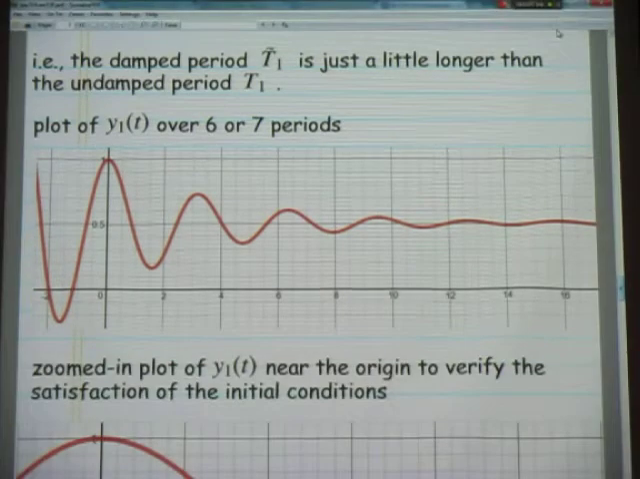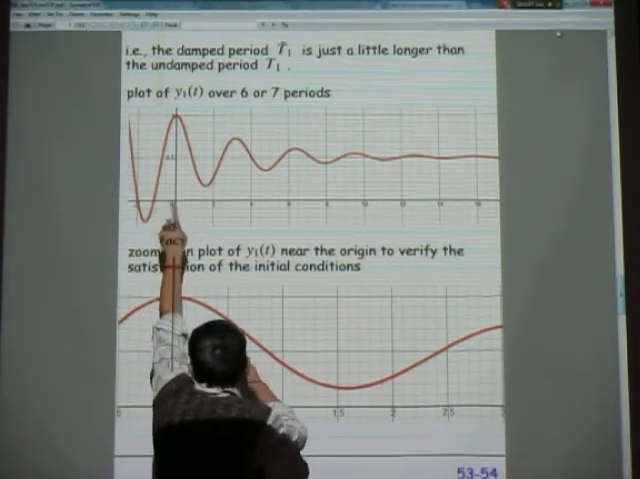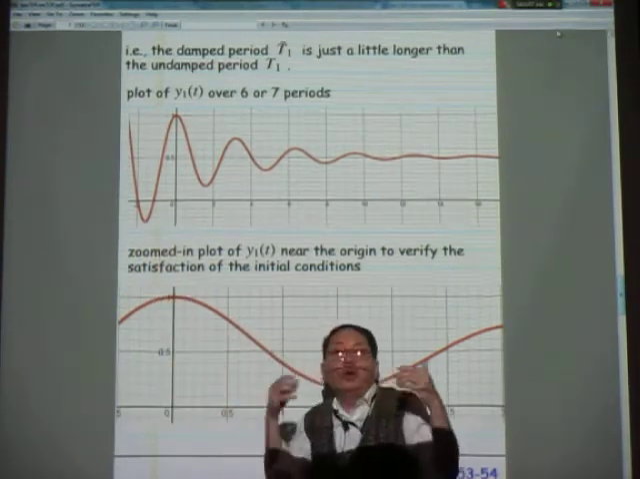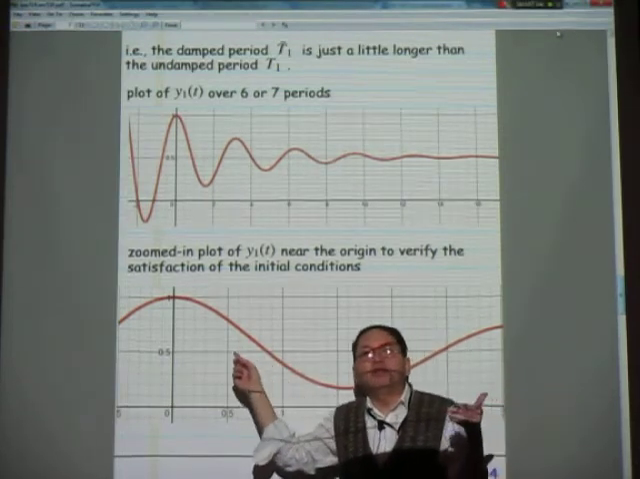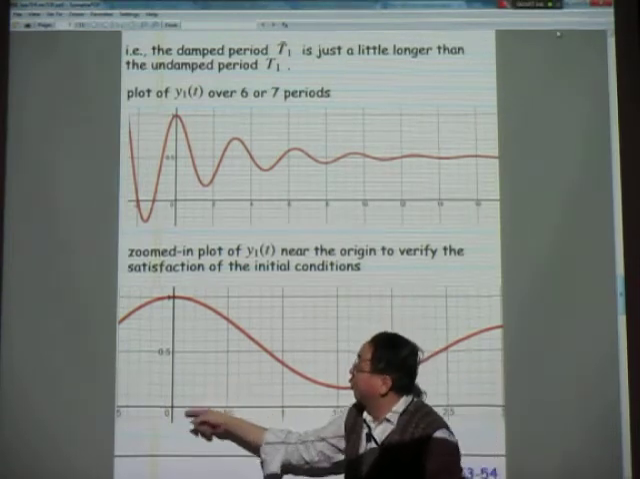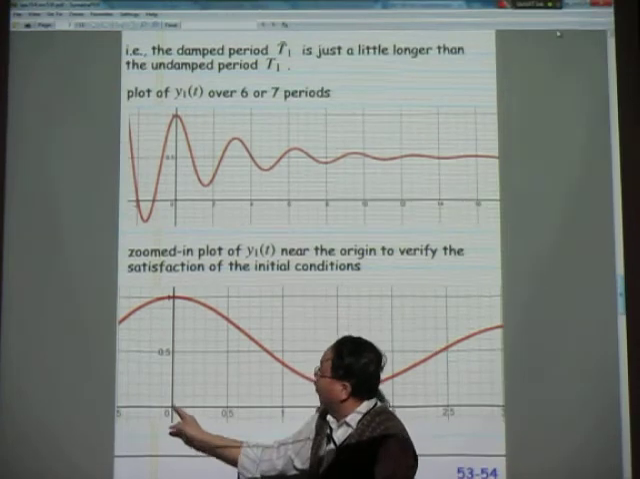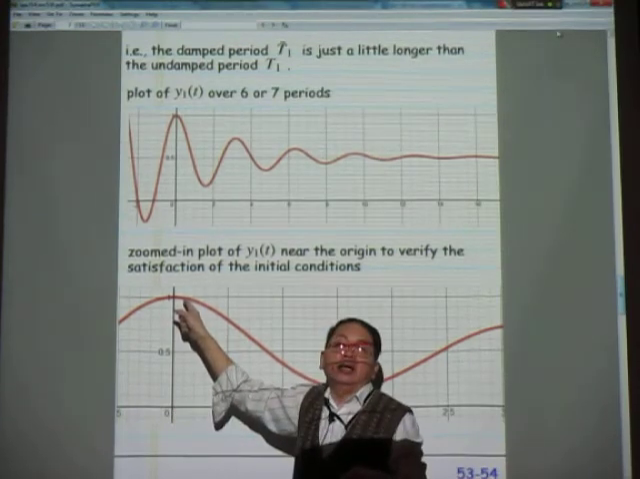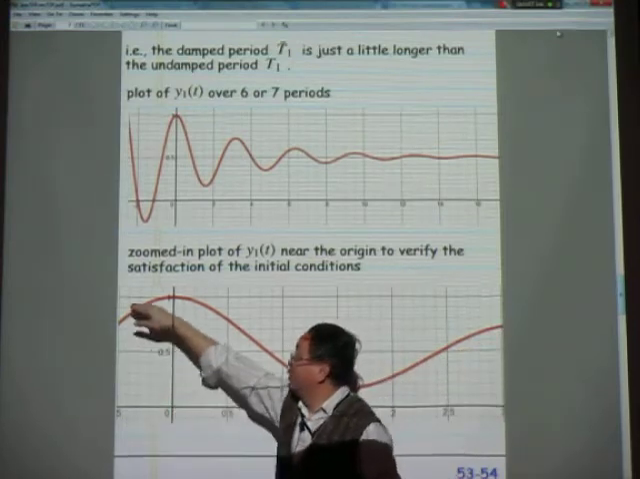Okay, and the lower figure is a zoom in around the initial condition, because you want to verify the initial condition, right? And remember, the initial condition for mode 1 is that the modal displacement is equal to 1 indeed. At time t equals 0, y1 at time 0 is equal to 1, and the slope y1 prime is equal to 0.